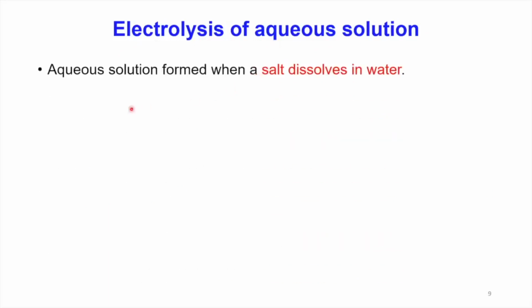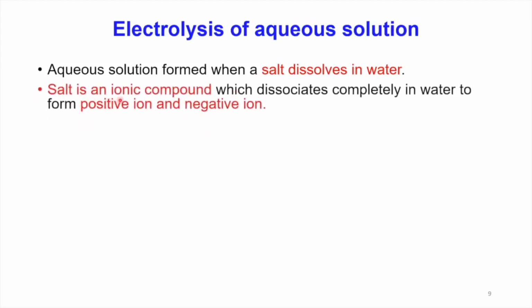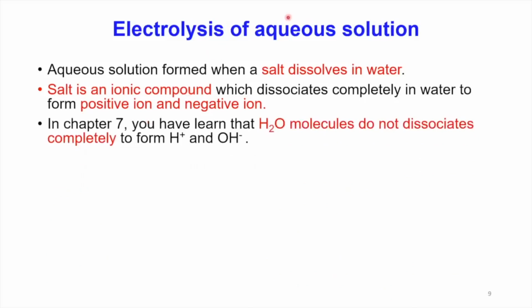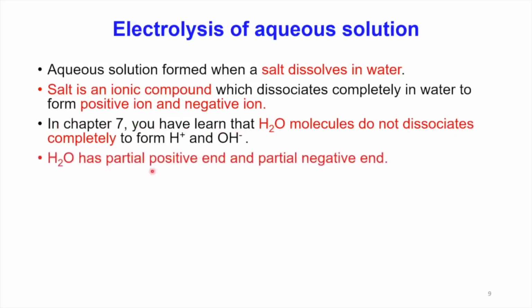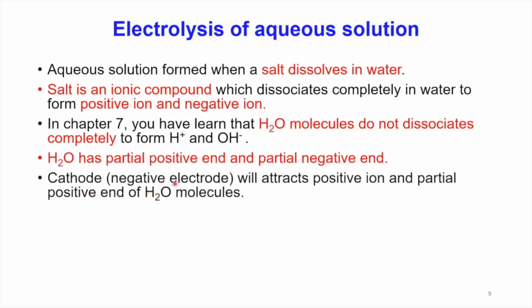Right, so next we cover electrolysis of aqueous solution. Aqueous solutions form when a salt dissolves in water. A salt is an ionic compound which dissociates completely in water to form positive ions and negative ions. But in aqueous solution, not only do we have positive ions and negative ions that come from the salt, but also water molecules. In chapter 7, we learned that water molecules do not dissociate completely to form H+ and OH-. So H2O has a partially positive and partially negative end. So the cathode, a negative electrode, will attract positive ions and the partially positive end of H2O.